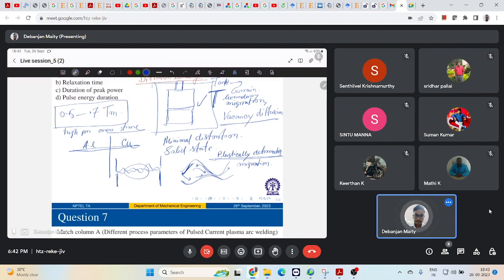And over time, it will be like this. And at some point of time, it will coalesce over here. It will form a planar interface. In diffusion bonding, you will always find there is a planar interface, not an irregular interface, right?